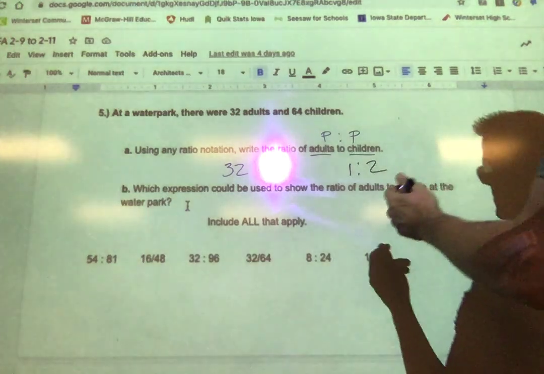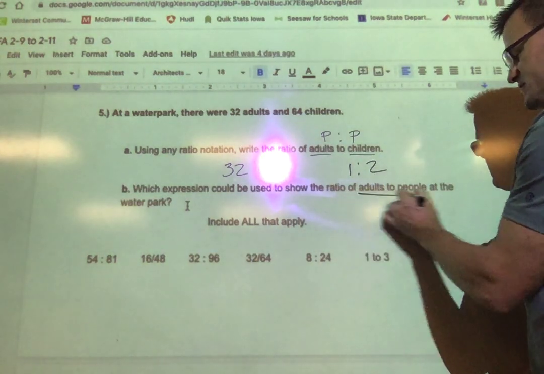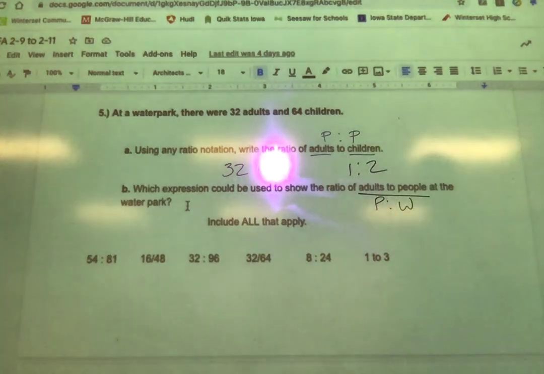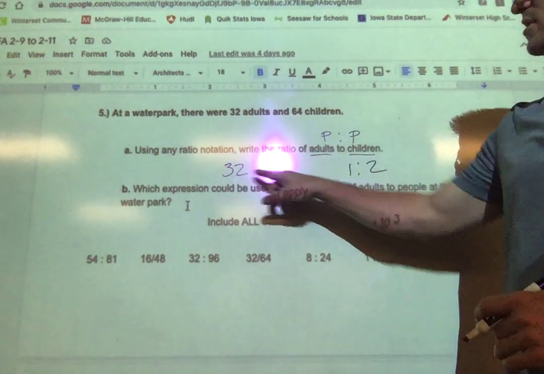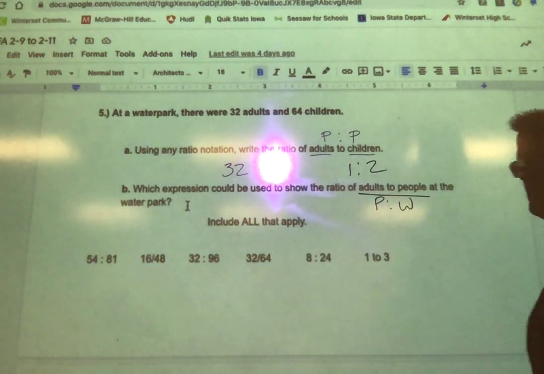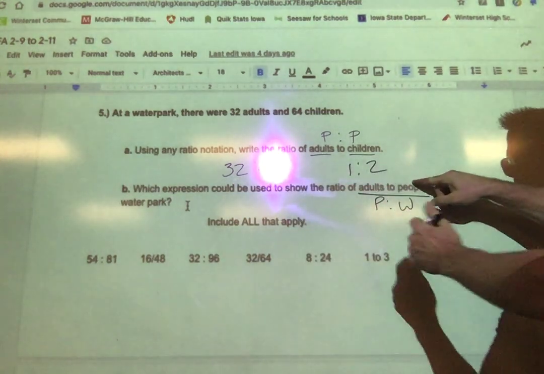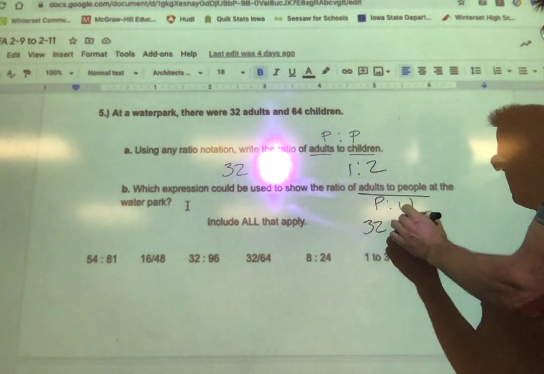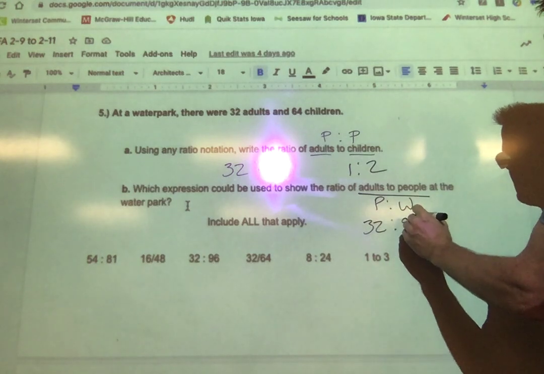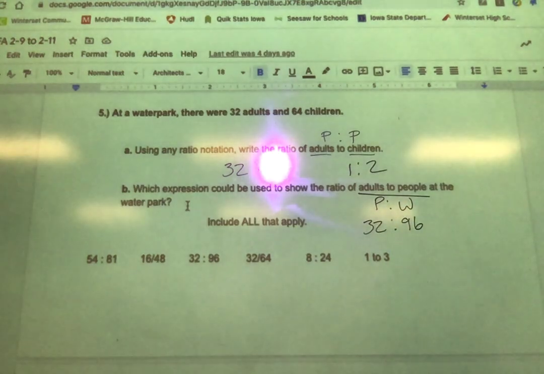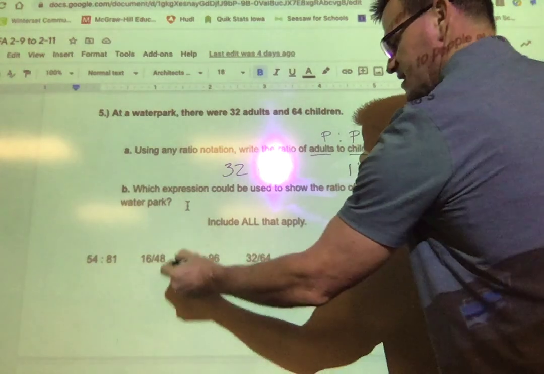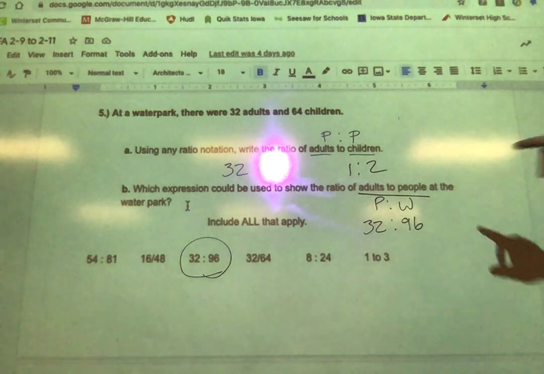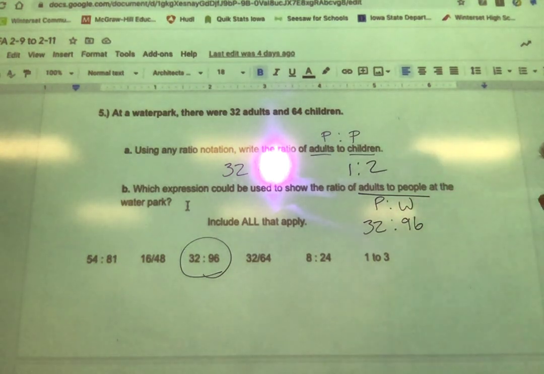On part B, it says which expression could we use to show the ratio of adults to people? So now they change it to part to whole, adults to people. So I have to add these 2 up and get a total, and if I do that, there's 96 total people. So we're going adults to people, and adults is the first one. So there's 32 adults to every 96 people. Okay, so 32 to 96, and I see this is one of my answers here. Again, really got to identify if it's part to part or part to whole before we start doing this, which we decided it was part to whole there.